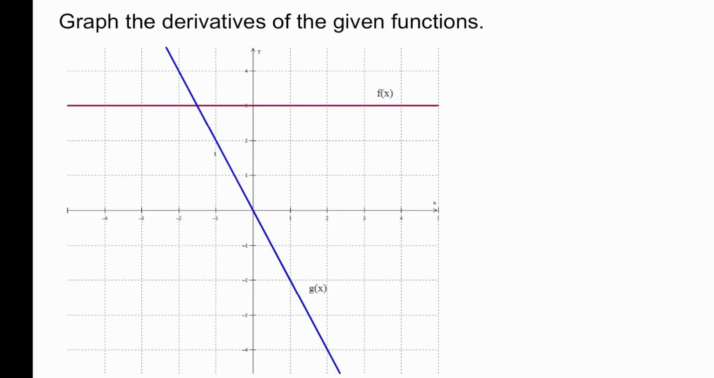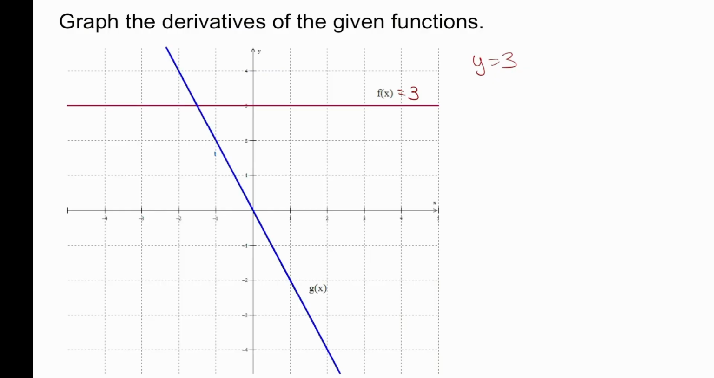So let's start by looking at this graph with two parent functions on it. The red line, f of x, has the same y value for every value of x, and that is y equals 3. It doesn't matter where I am along the x-axis, y is going to equal 3. Therefore, the equation of the function is f of x equals 3. This line is a flat line. Therefore, the slope is equal to 0. So our derivative is going to be f prime of x equals 0.